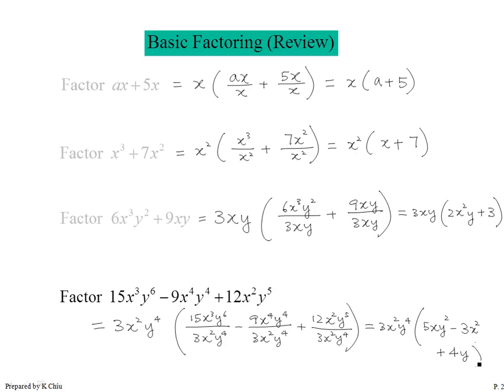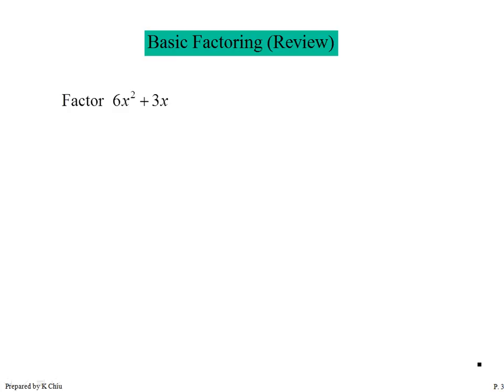Because I factor out the GCF, the leftover would be the original term divided by the GCF. Let's take a look at another one. How many terms do we have this time? 2. Looks relatively simple. What is the GCF? 3x.